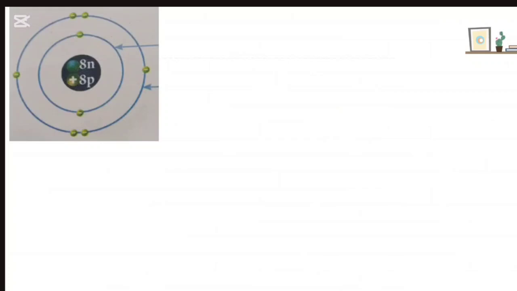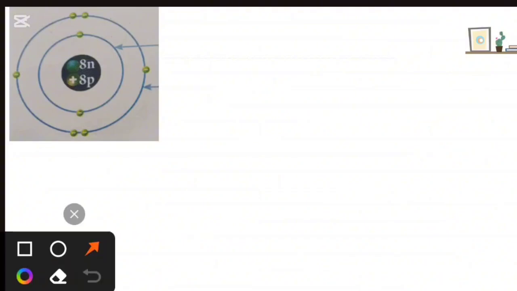Let us see an example. The protons we have is 8 protons. Coming to neutrons, we have 8 neutrons: proton 8, neutron 8. How many electrons are revolving around the nucleus? 1, 2, 3, 4, 5, 6, 7, 8. The number of protons is equal to the number of electrons.